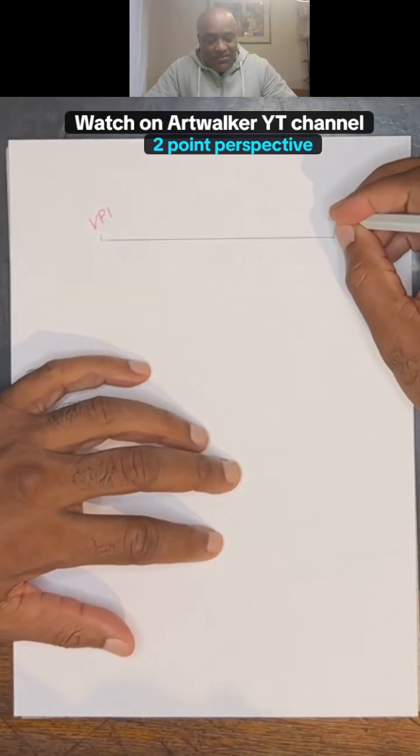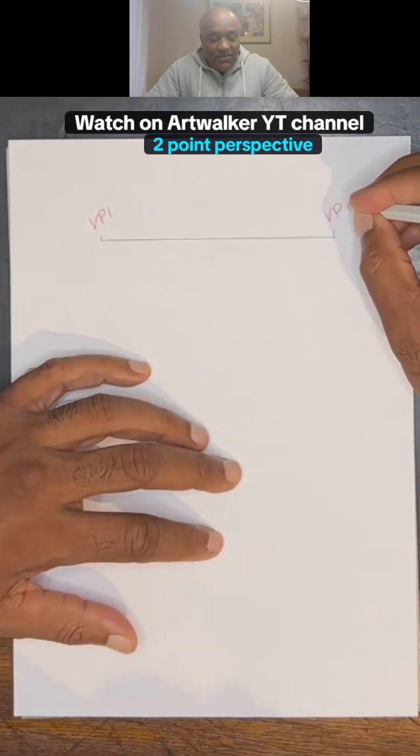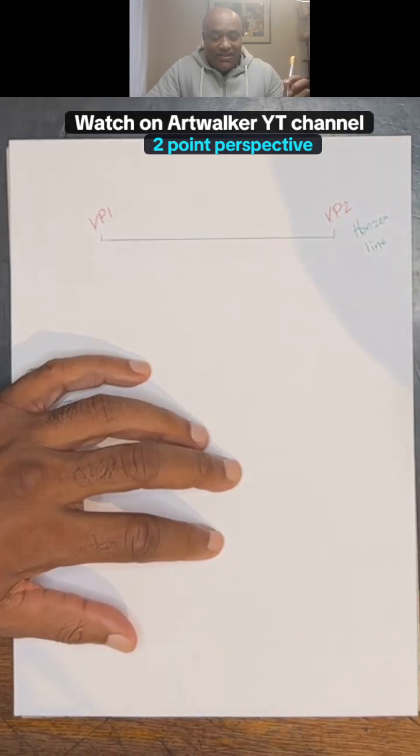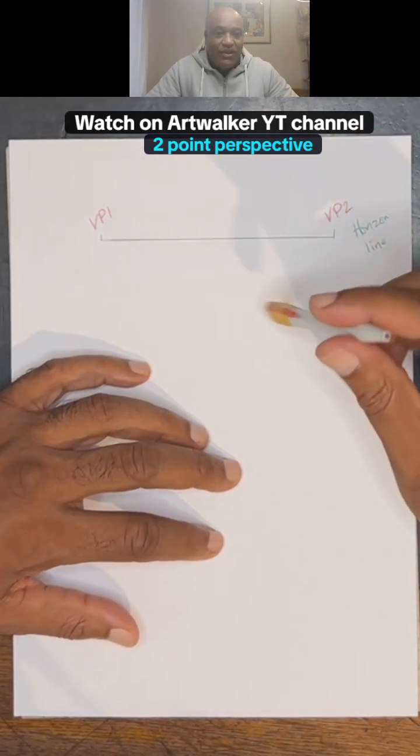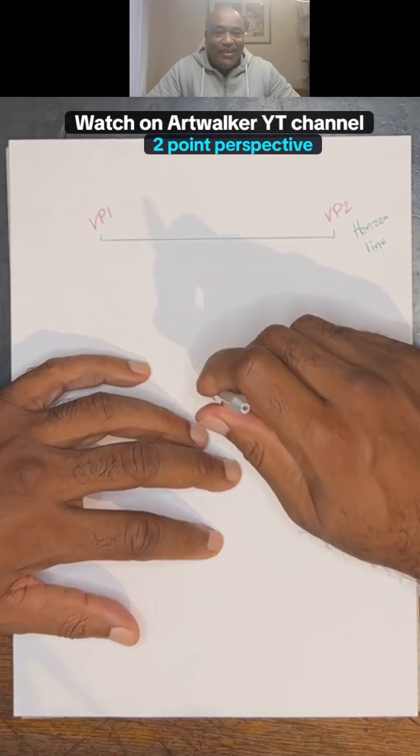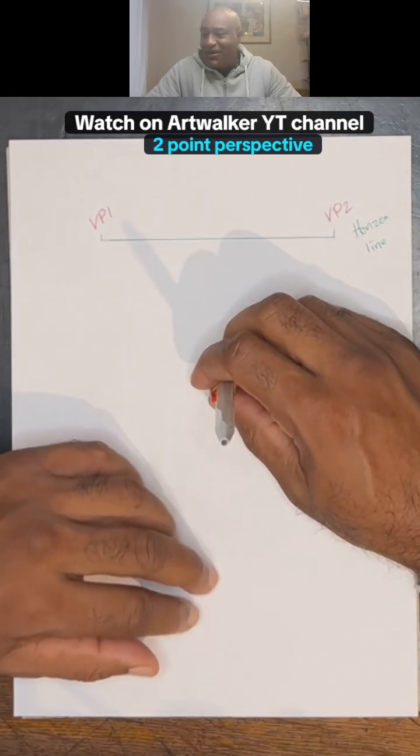So we got vanishing point 2. All right, so we got 2 vanishing points, right? So every line that we draw has to stem. No, not 4 Blitz. We're not that far yet.